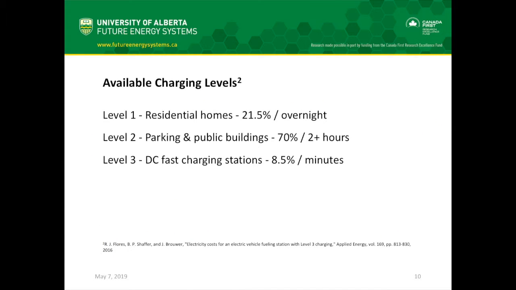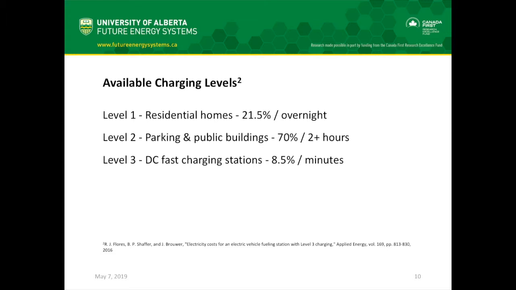These are the charging levels available at the moment. As you can see, DC fast charging stations are very few around the world, 8.5%. The advantage of DC fast charging stations is that they can charge an electric vehicle or an electric bus in minutes. In residential homes, you have to charge overnight, 8 hours plus, and they comprise 21.5%.